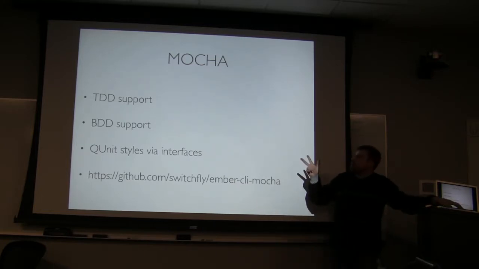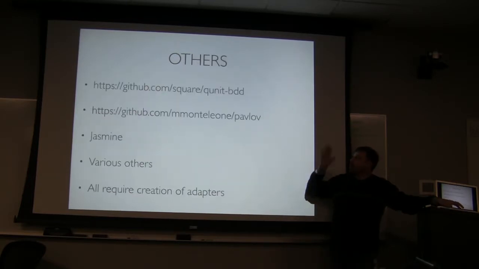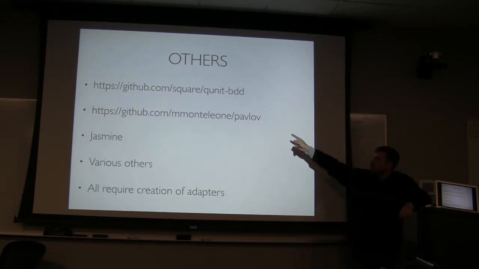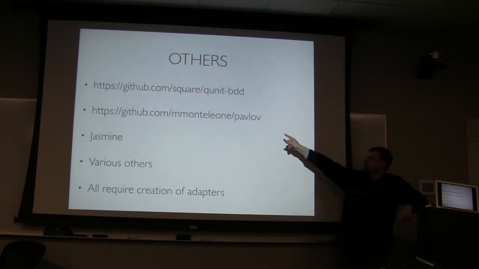So those are the two popular ones, as far as people using inside of Ember. There are other libraries, and this is where stuff starts to cross now. There's a QUnit BDD library that gives you BDD testing capabilities within QUnit. There's also this Pavlov library that does very similar. Square didn't use Pavlov because they needed a little bit more control over some things, so it's a lot of Pavlov code and a little bit of their own.